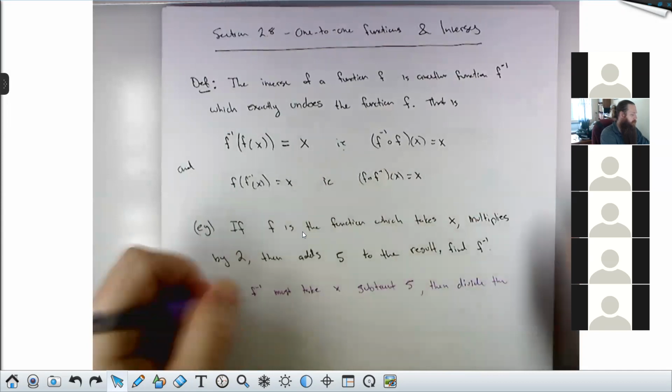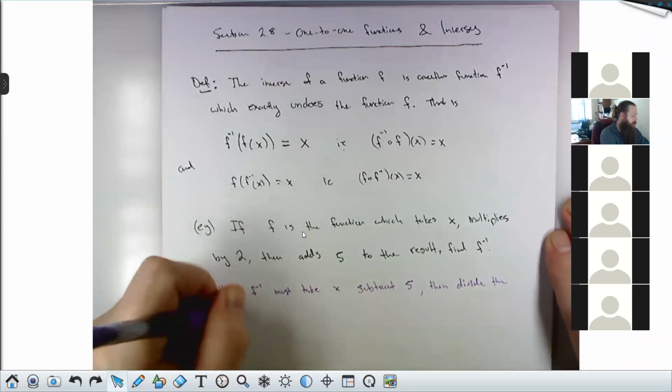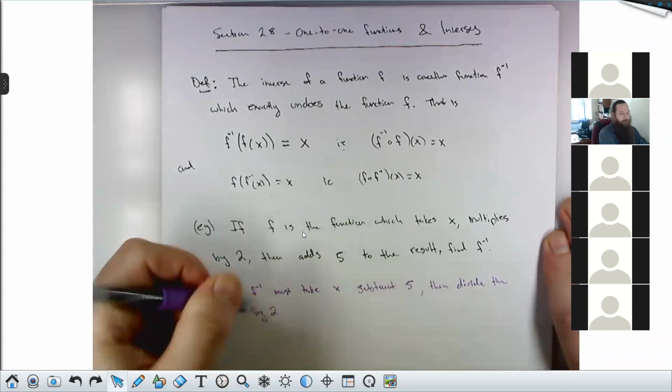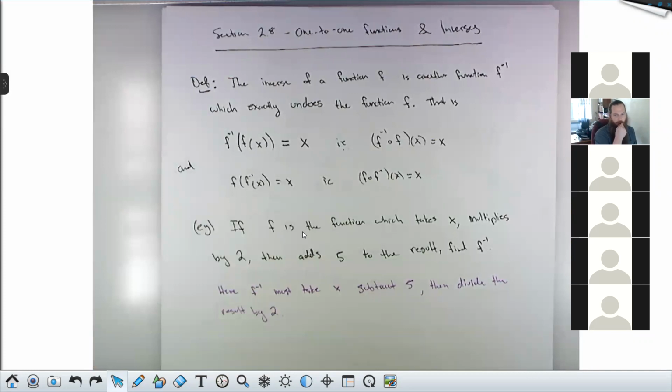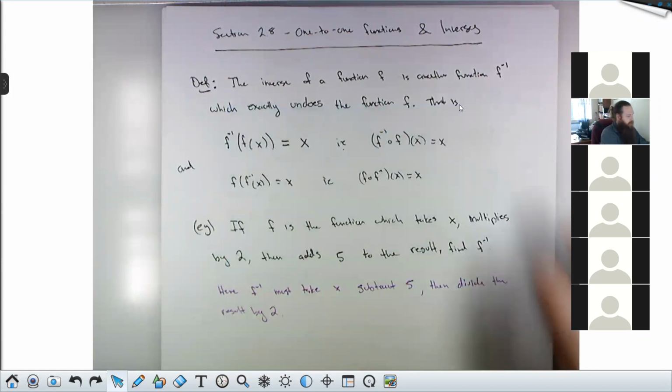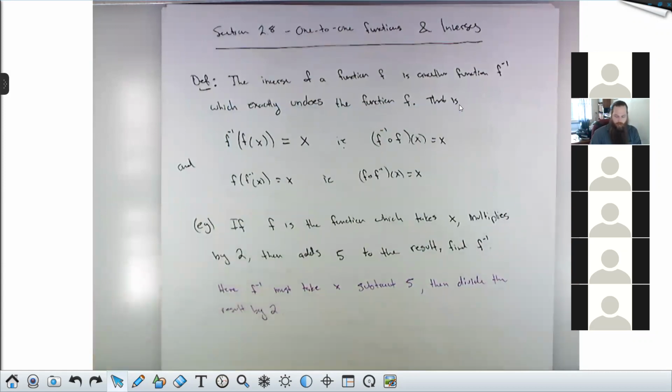Then we divide the result by 2. Okay, that's it. I found the verbal description of f inverse, given the verbal description of f. And you can always do this, as long as the original function is a one-to-one function. I'm going to describe what one-to-one functions are in just a second. Before I do that, though, I want to write down the algebraic form of these and verify that this is true.